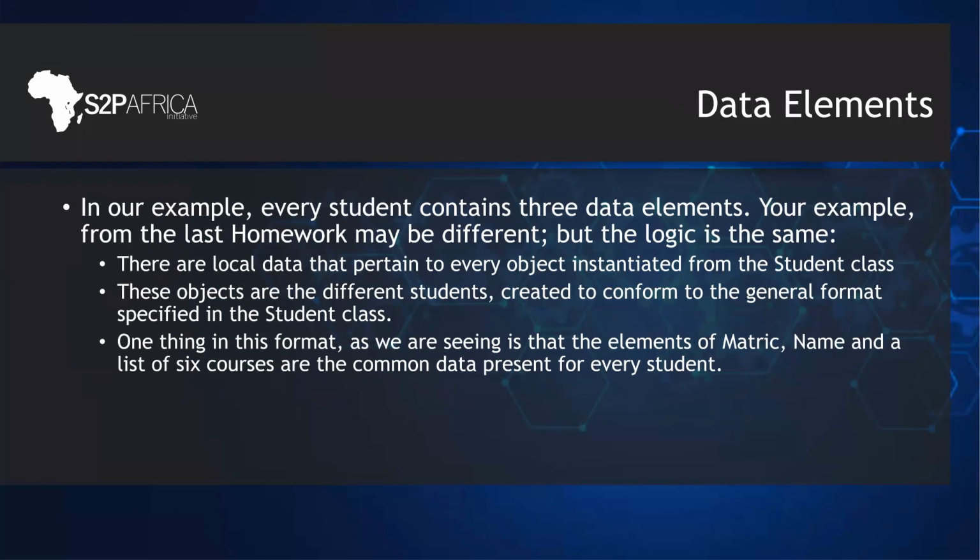In our example, every student contains 3 data elements. Your example from the last homework may be different, but the logic is the same. I gave you a homework to do this before, but I am now giving you my own answer to that. There are local data that pertain to every object instantiated from the student class. These data members are local data that pertain to every object instantiated from the class.